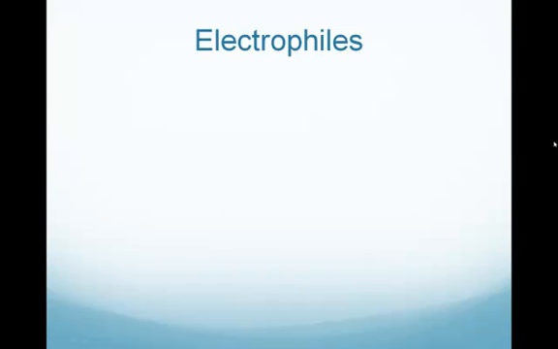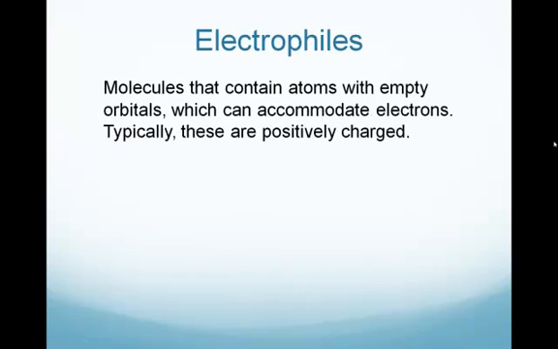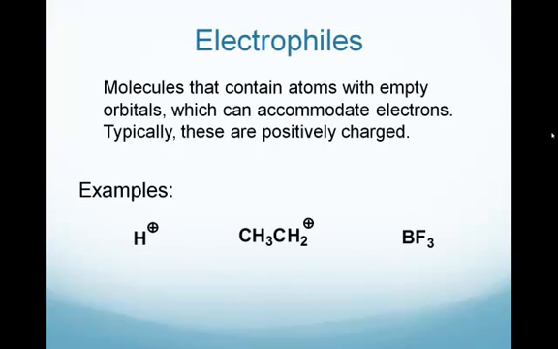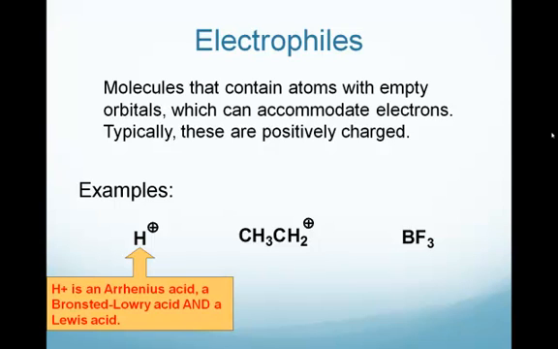What are some electrophiles that we can think about? Well, an electrophile, remember, is a molecule that contains atoms with empty orbitals. It can accommodate electrons. So an electrophile is looking for electrons. These can be positively charged, although they're not always positively charged, but they are always electron deficient. And here are a few examples of typical electrophiles. That a proton is also an Arrhenius acid. It's a Bronsted-Lowry acid. We also consider that a Lewis acid.